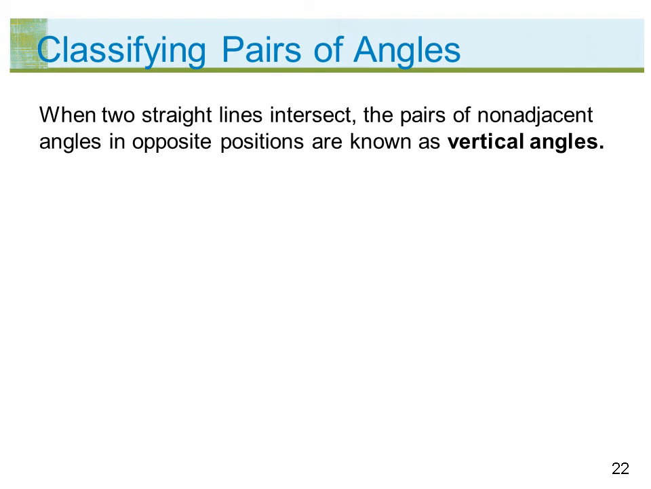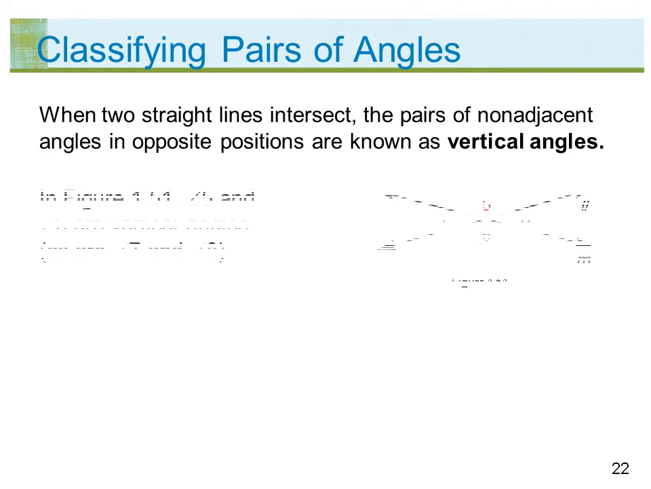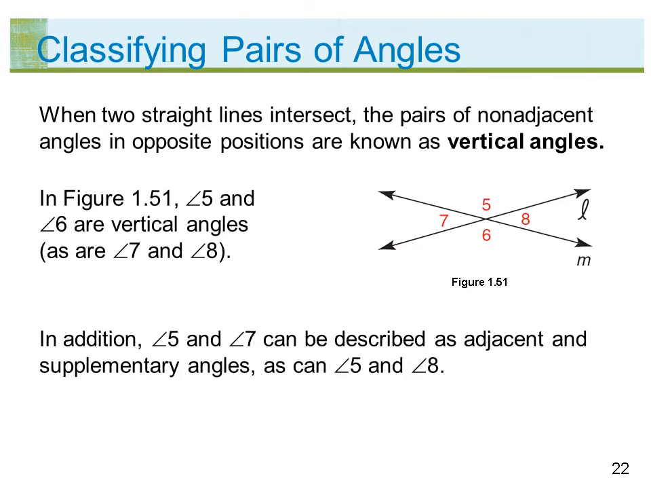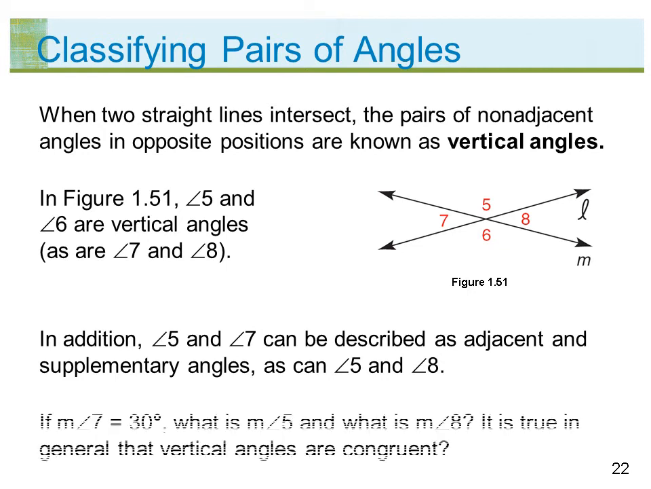When two straight lines intersect, the pairs of non-adjacent angles in opposite positions are known as vertical angles. In Figure 1.51, angle 5 and angle 6 are vertical angles, as are angles 7 and 8. In addition, angle 5 and angle 7 can be described as adjacent and supplementary angles, as can angle 5 and angle 8. If the measure of angle 7 equals 30 degrees, what is the measure of angle 5 and what is the measure of angle 8?